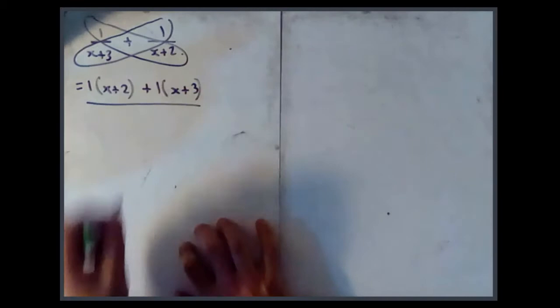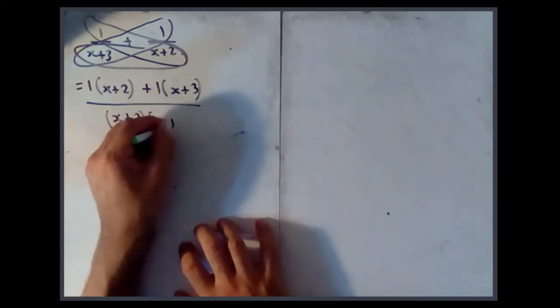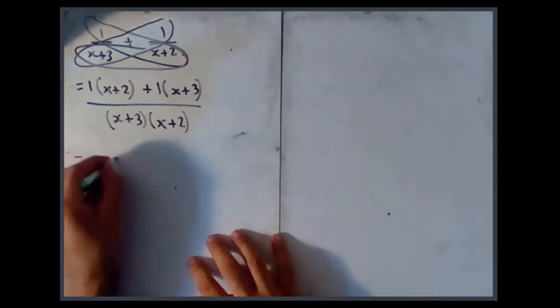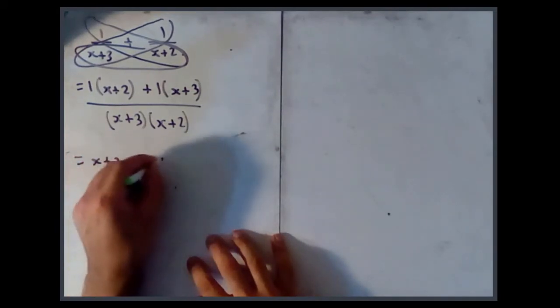Now in practice, you probably know that 1 times x plus 2 is just x plus 2, but it's good to get the process down, especially when there's some brackets. Plus 1 times x plus 3, over x plus 3 times x plus 2. So I'm going to write it like this: x plus 3, x plus 2. So it equals x plus 2 plus x plus 3 over.